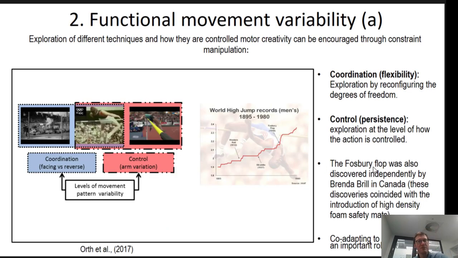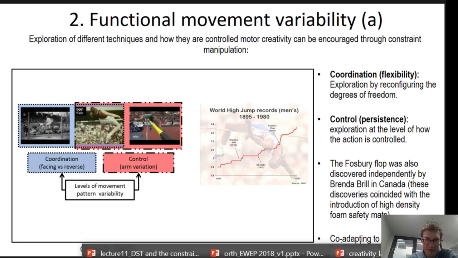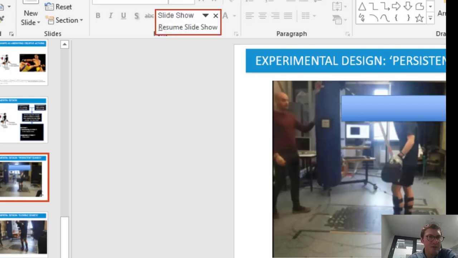Now, I want to get into talking about functional movement variability, and relate those previous concepts to movement and performance in sport. So if we think about the Fosbury flop, right? I want to give an example, bring up another old presentation I've done.